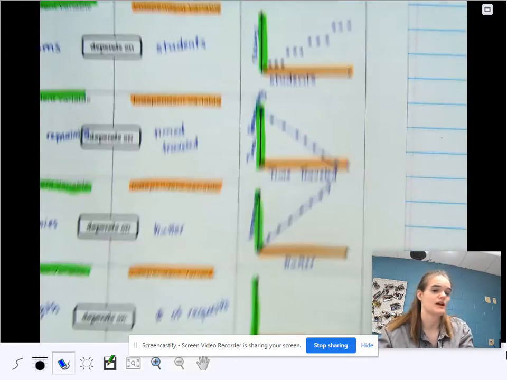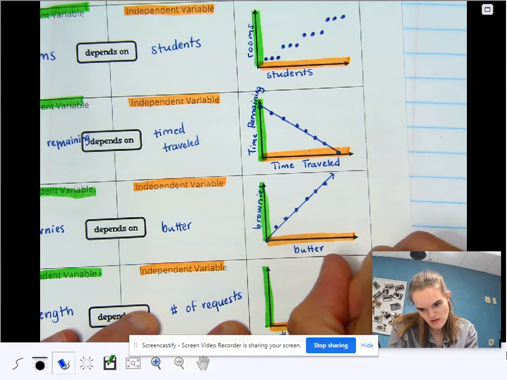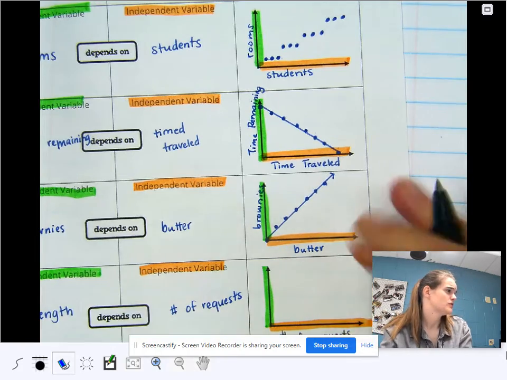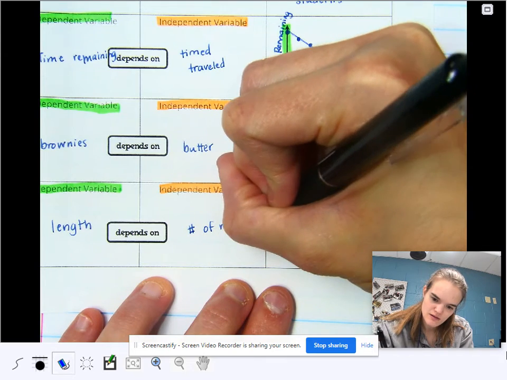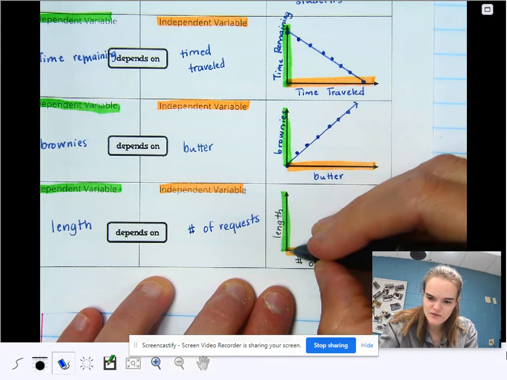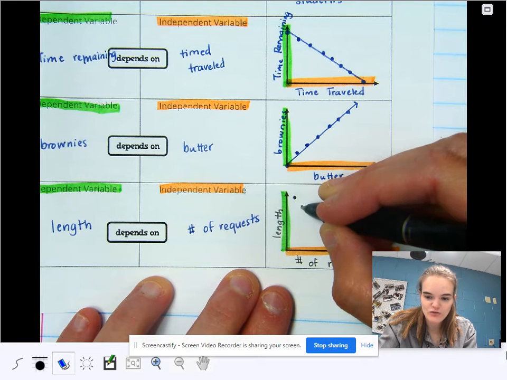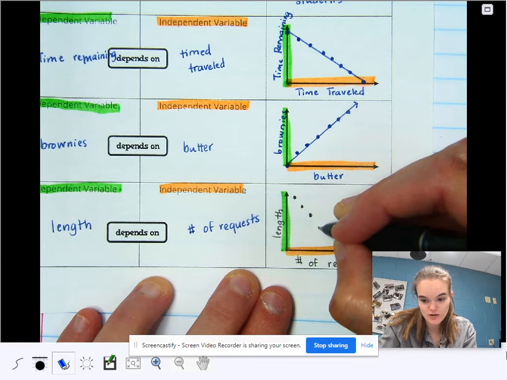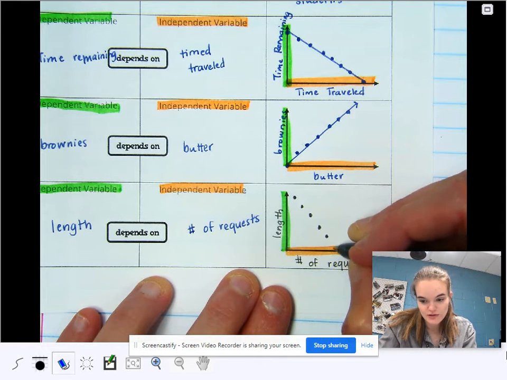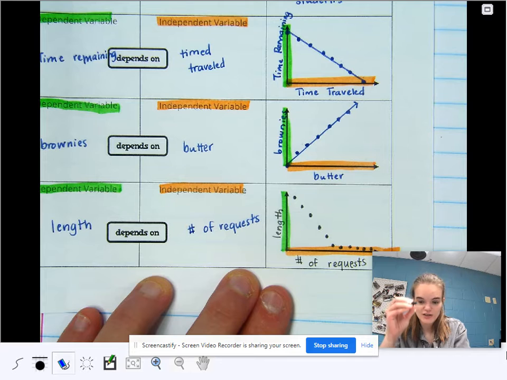Okay, so let's graph this last one. The number of requests, not that you can see what I'm writing, and the length. If I have, let's say, just one request, I could have a very long conference with a parent. But if I have 2, I have to kind of split my time. If I have 3, I have to go further down. If I have 4, further down. 5, 6, 7, 8. Eventually, it kind of just bottoms out here.